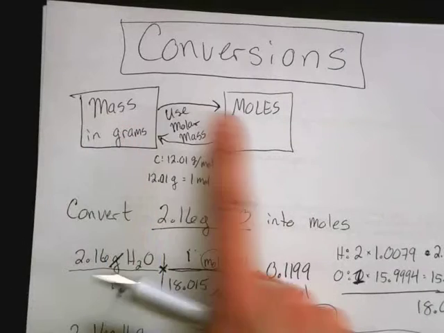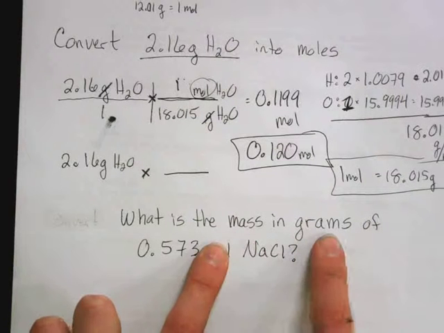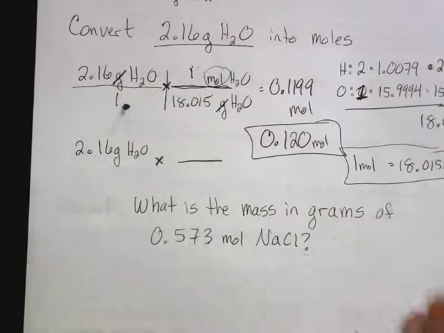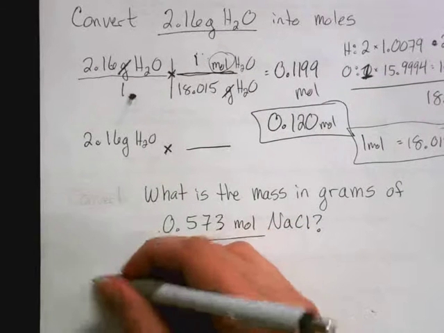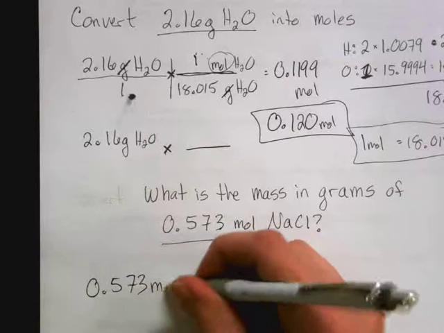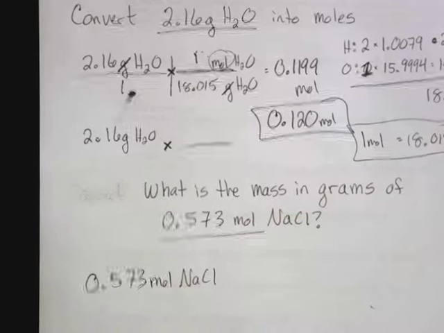Let's work backwards. So that's going from mass into moles. Let's start the other way. So what is the mass? I'm trying to find mass in grams of 0.573 moles of NaCl. So I'm going to start with what I'm given, which is my 0.573. I'm going to put my unit, moles of NaCl.